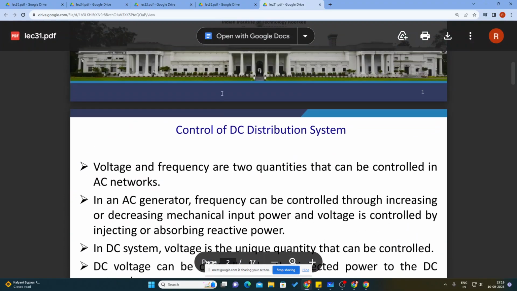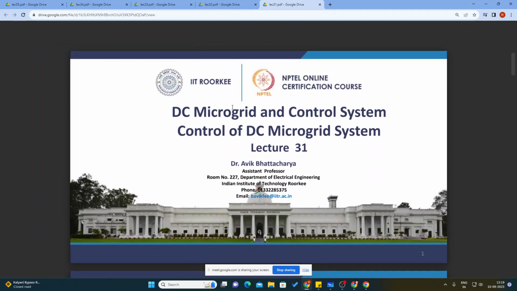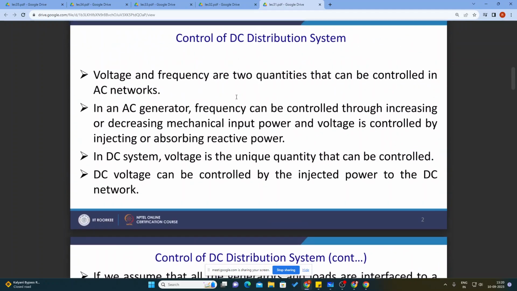Okay. So this week's lectures are based on the control of microgrid systems and its stability. So stability will be mainly covered in the next week. This week mainly covers the control and design of the DC microgrid architectures. So let's start.